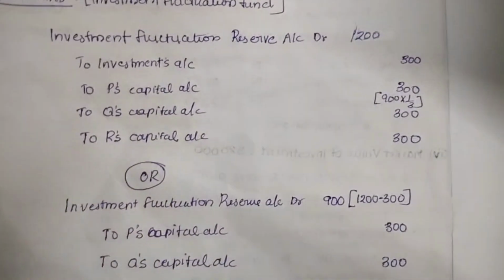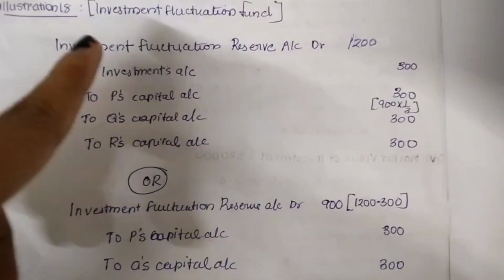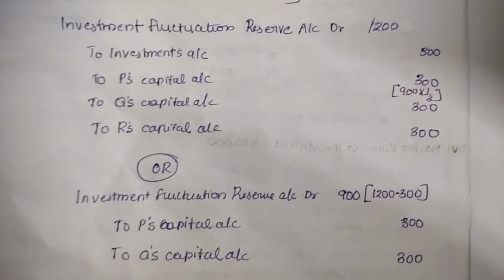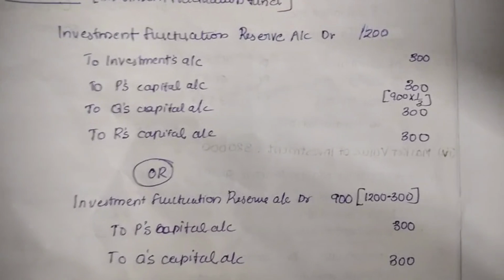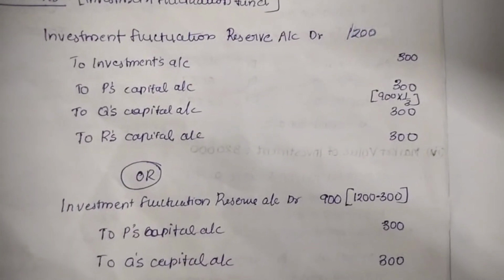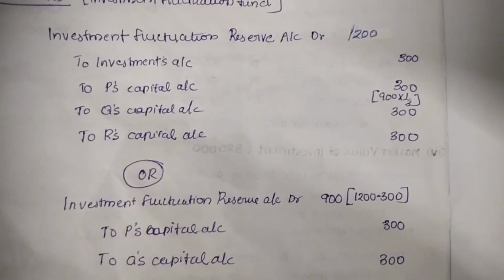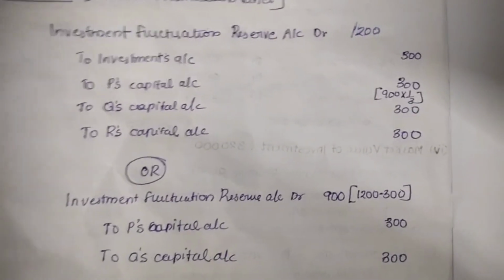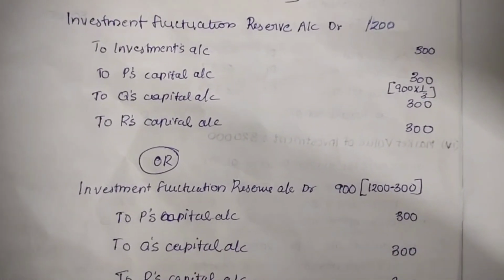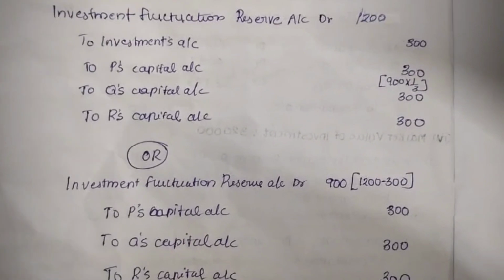The video was solely for the purpose of making you understand the investment fluctuation reserve. Okay, so in that video I have explained it like that only. The concept has no changes. It's just that the journal entry may get you a little bit confused. So I thought to explain this a bit more clearly to you.